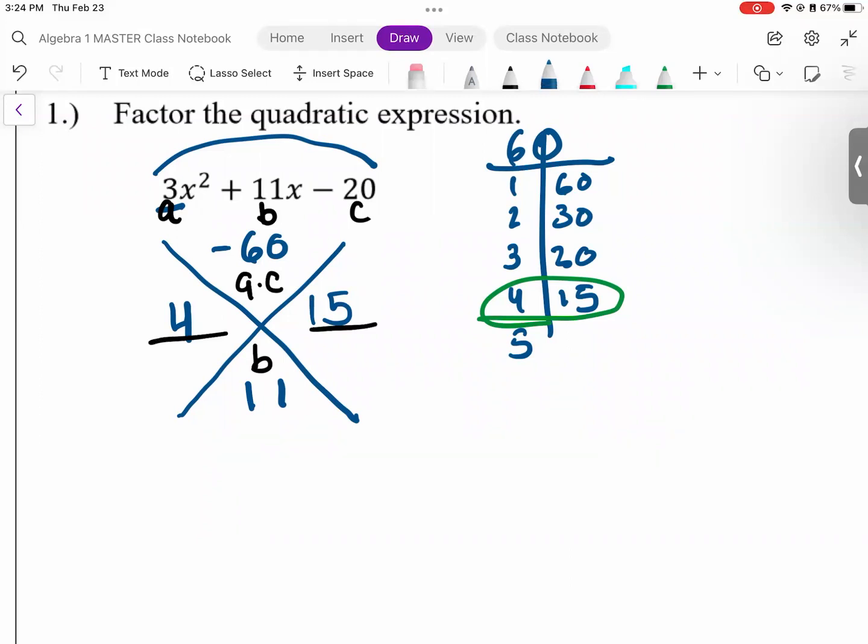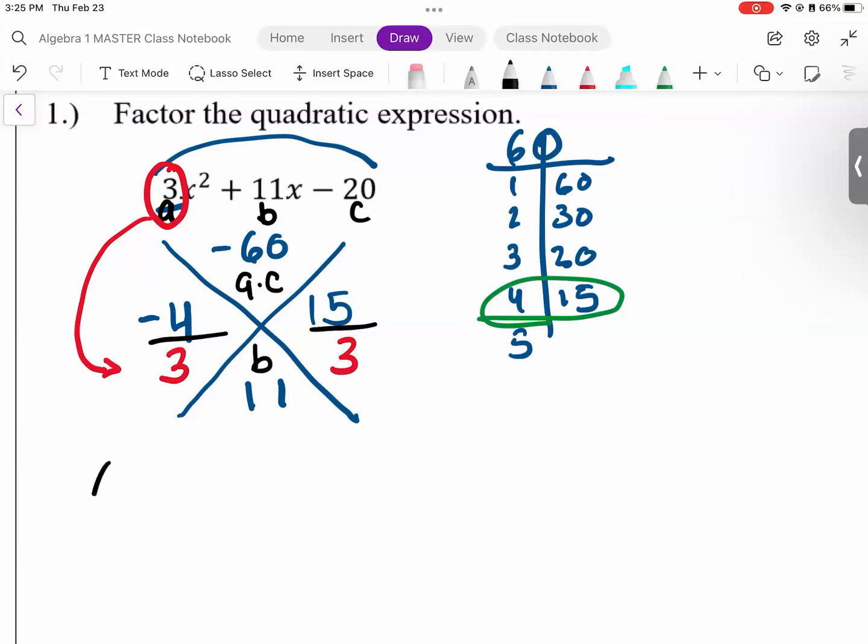Okay. Now, one of them has to be a negative because it needs to multiply to negative 60 and it needs to add up to positive 11. So in this case, we're going to make the 4 a negative. So negative 4 times 15 gives you negative 60, and negative 4 plus 15 gives you 11. So that's good. Remember, the next step is to divide by whatever the a value is. In this case, we're going to divide both of them by 3.